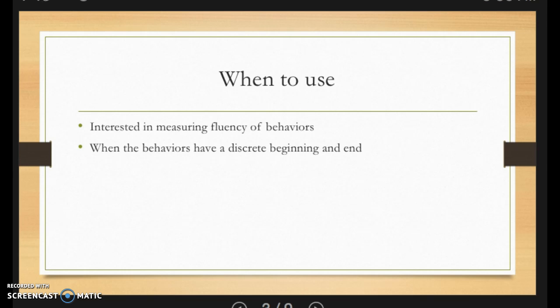First, you want to determine the length of time you will observe. You want to, of course, operationally define the behavior, count the occurrences of that behavior in the time that you decided you want to observe. And then at the end of that period, divide the count of behaviors by the amount of time elapsed. And you want to always reference the unit of time in your rate.